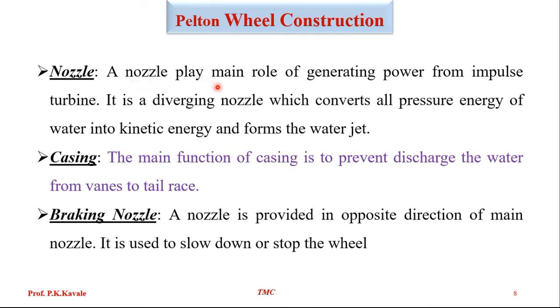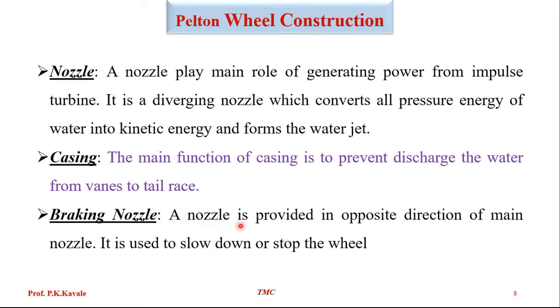Nozzles. A nozzle plays the main role of generating power from an impulse turbine. It is a converging nozzle which converts all the pressure energy of the water into kinetic energy and forms the water jet. Casing. The main function of the casing is to prevent splashing and discharge the water from the vanes to the tail race.